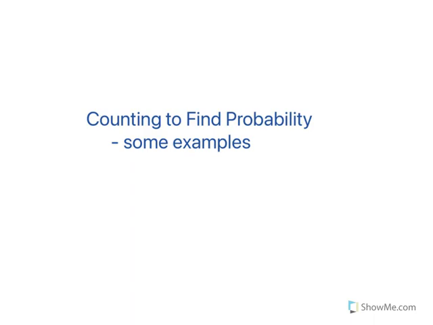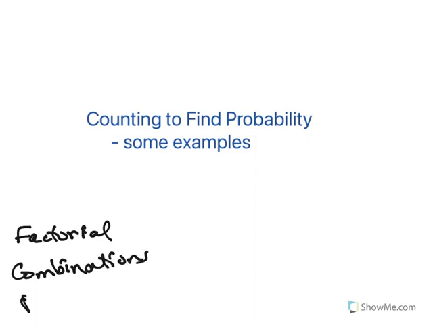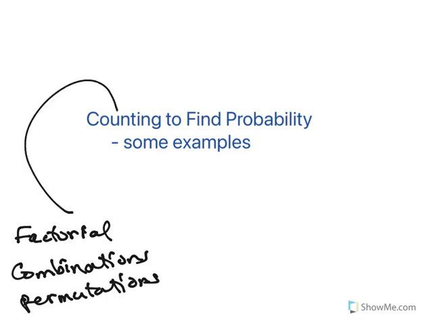Let's do some examples of counting to find probability. So when I say counting, we can use the idea of factorial, we can use the idea of combinations, and we can use the idea of permutations. Right, so that deals with the counting.